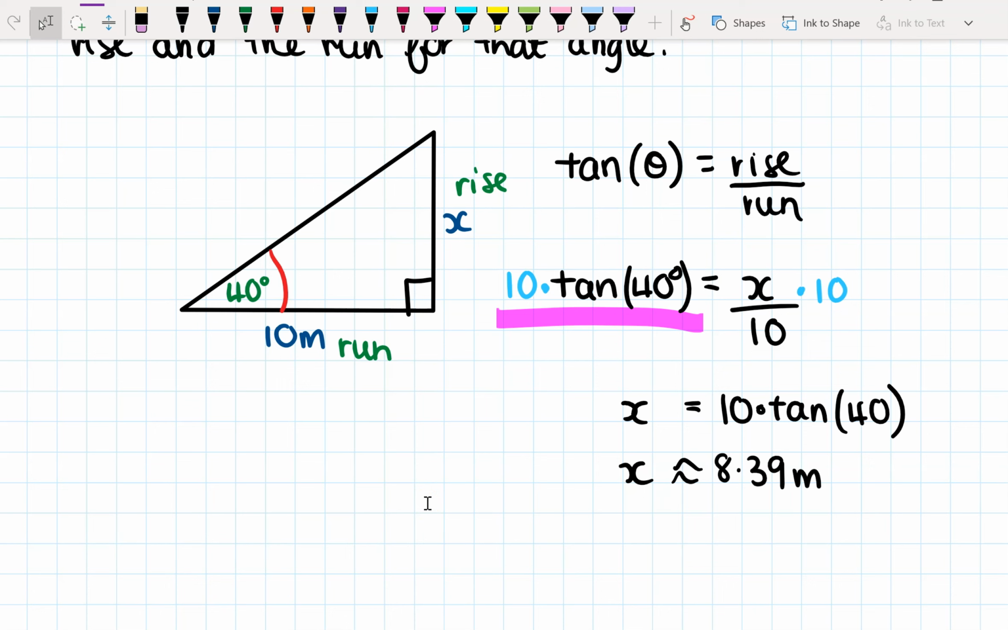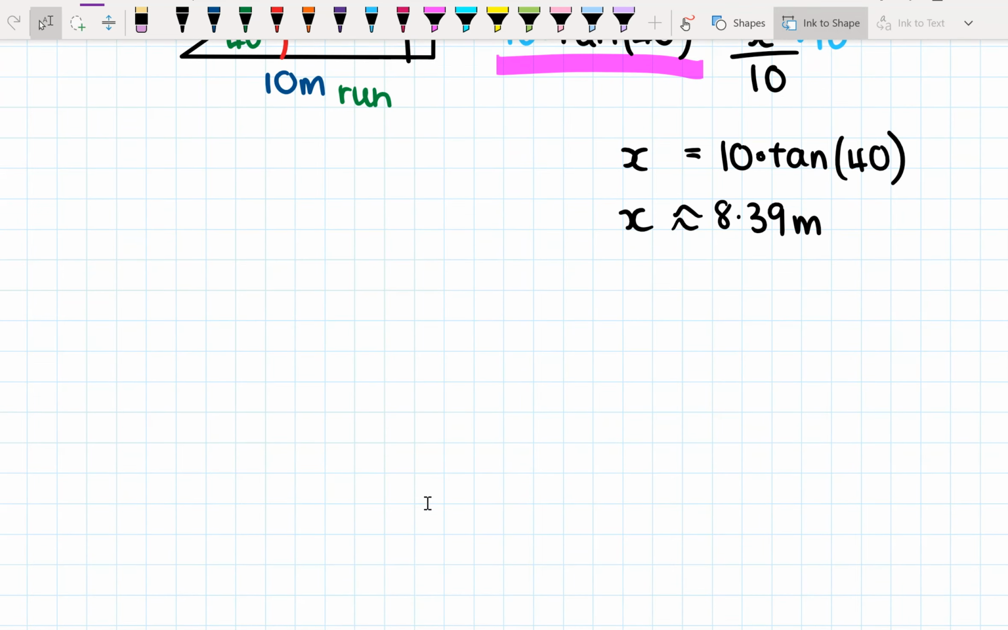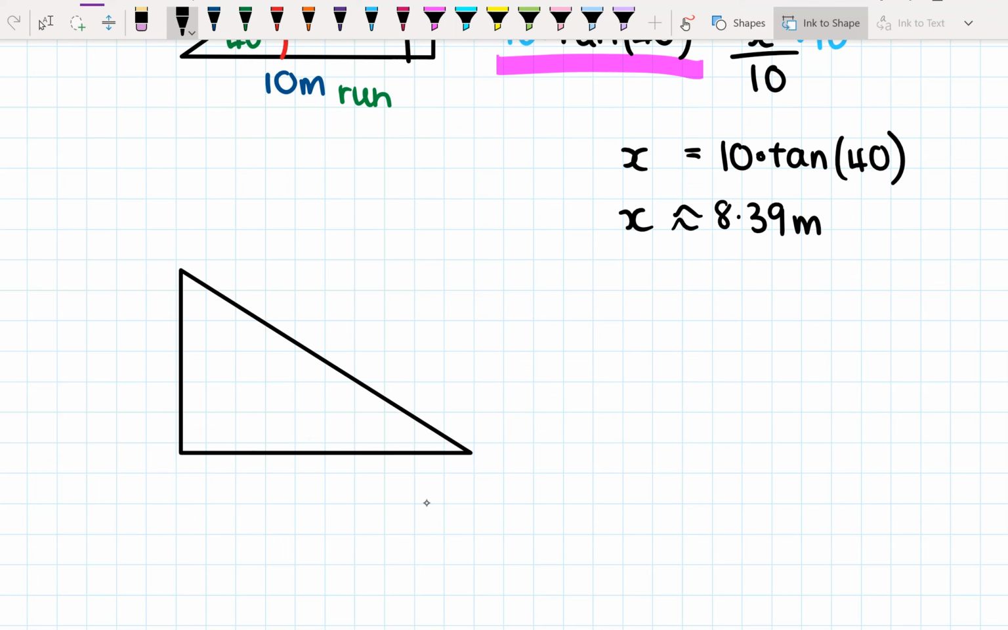All right, we'll do another one just to make sure you get it. This time we're going to calculate the run. So let's say we have another triangle. I'm going to draw the triangle backwards this time because you do need to get used to shapes in different orientations. So this is our triangle. Our angle of elevation is going to be 13 degrees. Our rise is going to be 4 meters, and we want to calculate the run. So we have a rise over the run. If you need to label it, label it. It's a good idea.